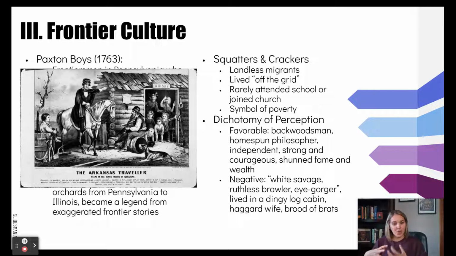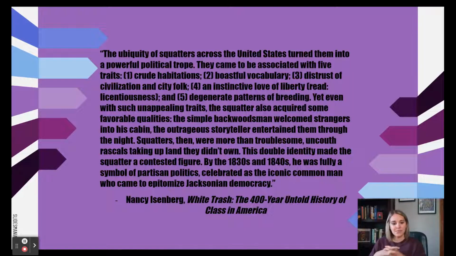But a more negative and probably more common perspective was that they were white savages, ruthless brawlers and eye gougers. They lived in dingy cabins with haggard wives and a brood of brats, referring to the many children that frontier people often had. So here's a quote from Nancy Isenberg, who wrote White Trash: The 400-Year Untold History of Class in America.